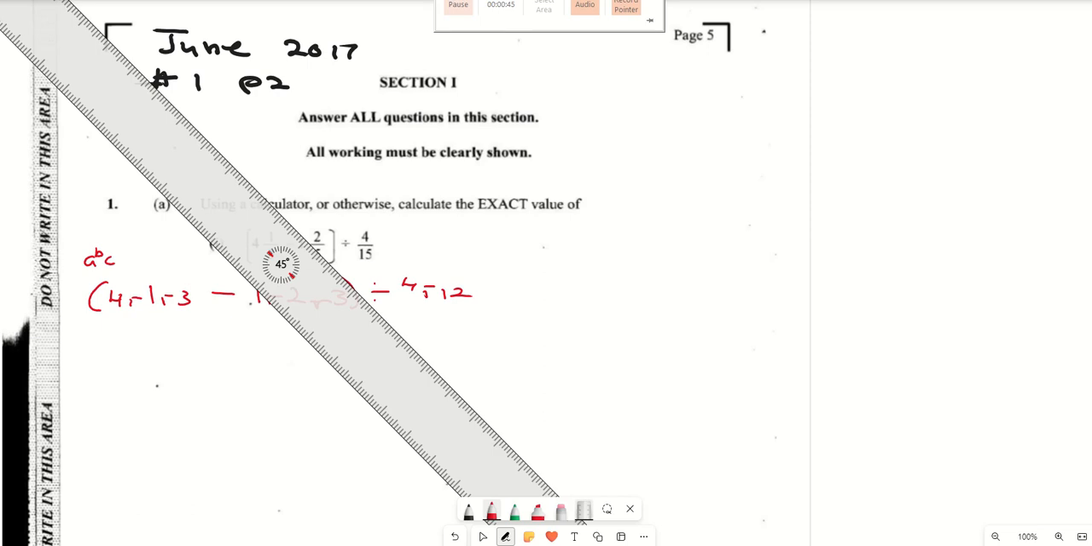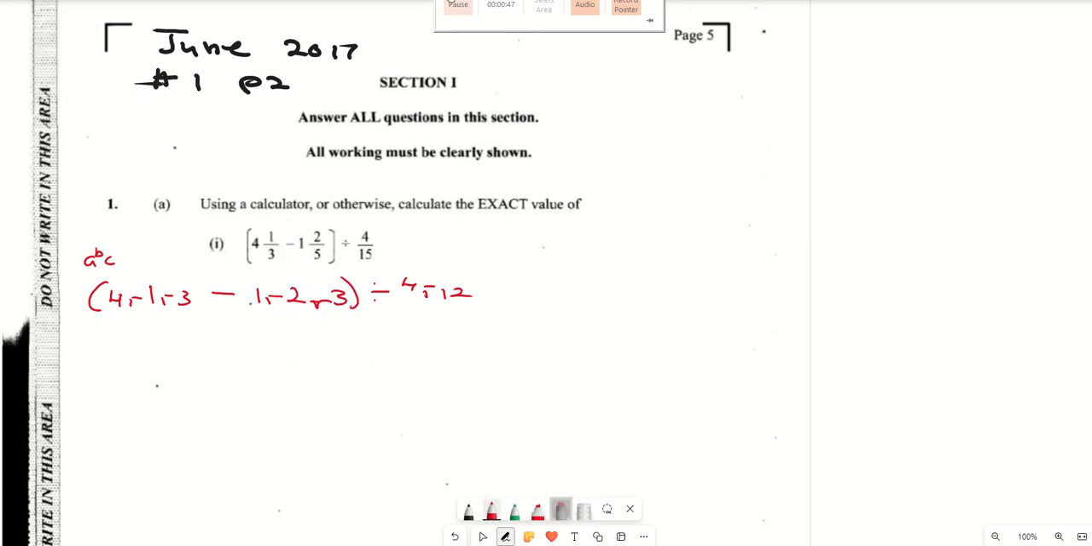I meant to put 15. So when you put this in the calculator, open bracket, 4 over 1 over 3 minus 1 over 2 over 5, close bracket, divided by 4 over 15. When you calculate this, you're going to get a flat answer of 11. Right, that is how you would do it in your calculator.